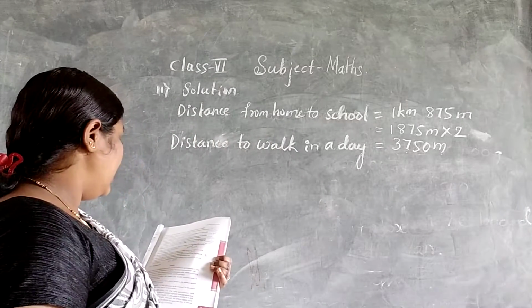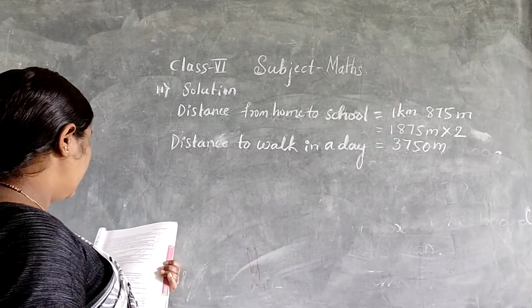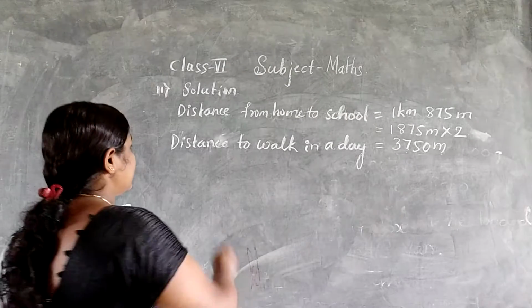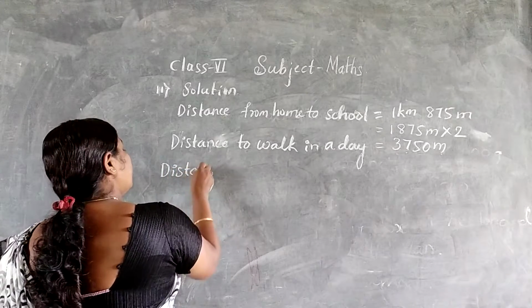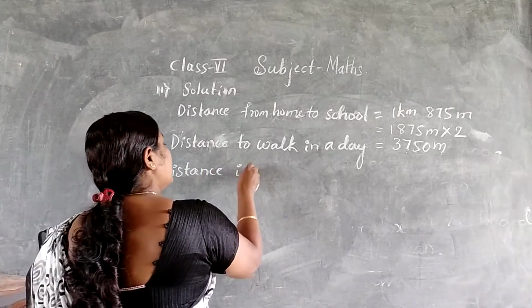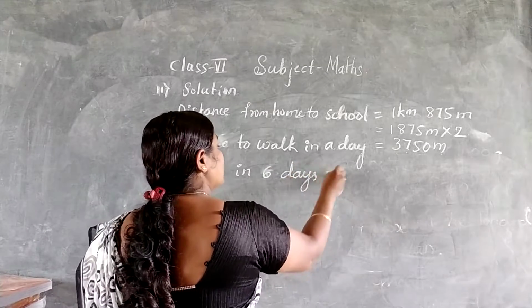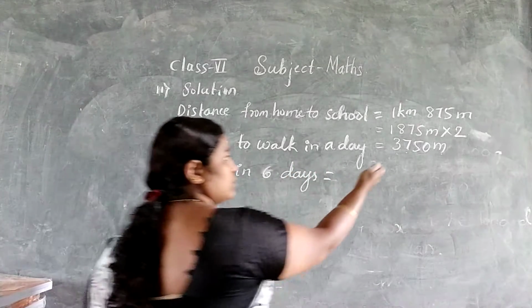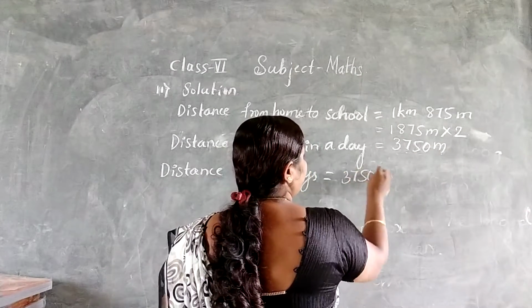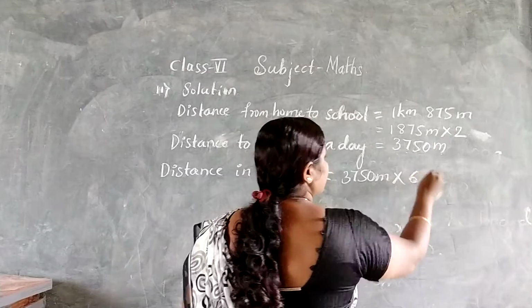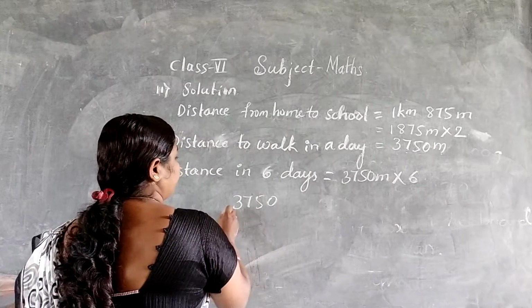Like that, how many days will she go? Every day she walks both ways. Find the total distance covered by her in 6 days. So distance in 6 days. 6 days she has to walk this much, every day this much, so 3750 meter into 6 days. If we do this, we will get the answer.